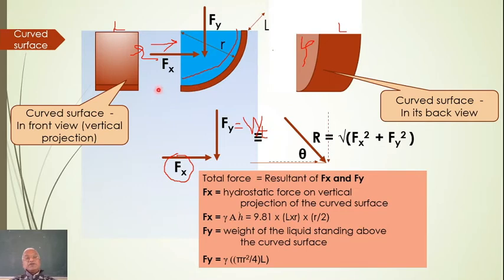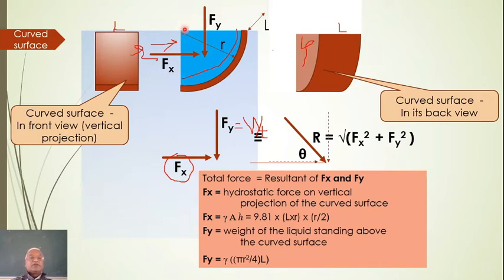Whenever there is a curved surface, you have to take a projection on the vertical plane, and Fx will be the hydrostatic force on the vertical projection of the curved surface, and it is given by Fx equal to gamma A h bar. Gamma is 9.81, area becomes L into R, and the distance of the centroid from the free surface, which is h bar, in this case will be R by 2.